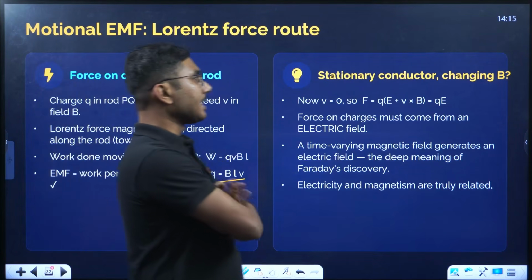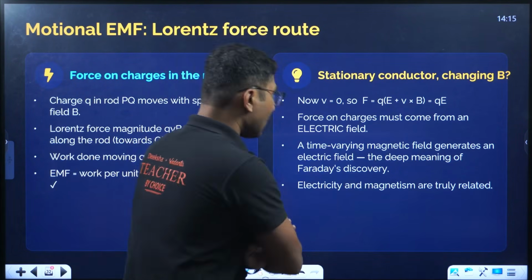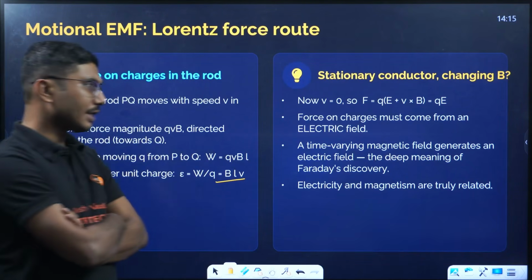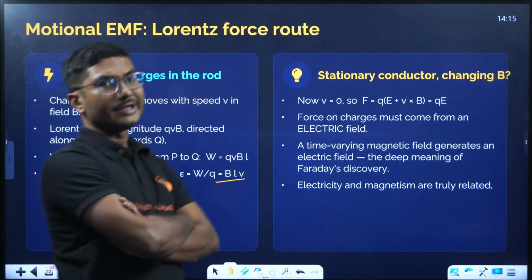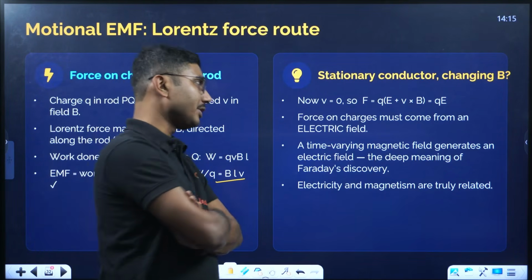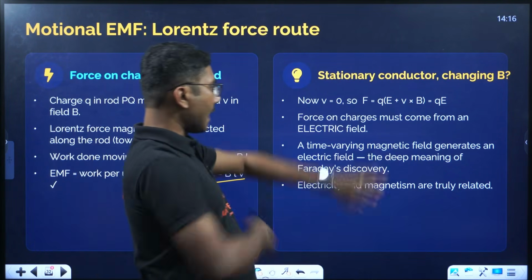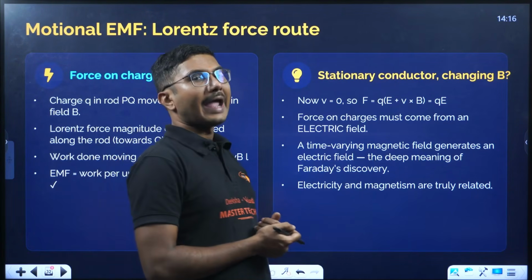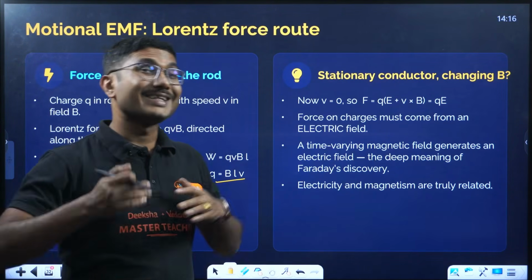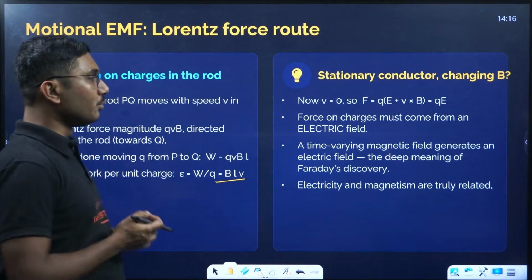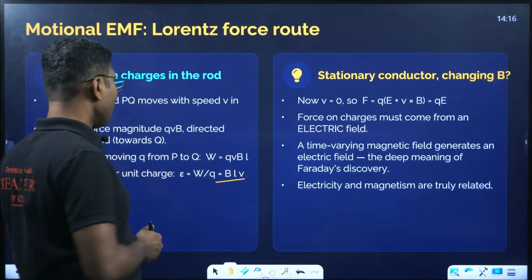Now, stationary conductor, changing B. So this is another way. Now you have a conductor which is stationary, but the magnetic field is changing. Can it induce EMF? Yes, it can also induce EMF. The time varying magnetic field can also induce EMF in a stationary conductor. Electricity and magnetism are truly related, that can also be proven from this.